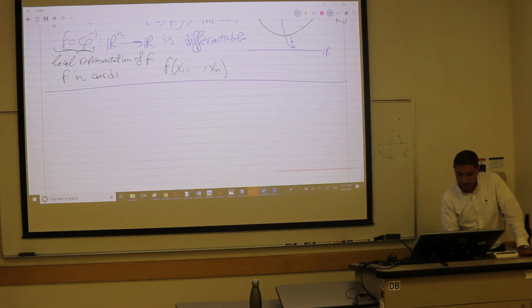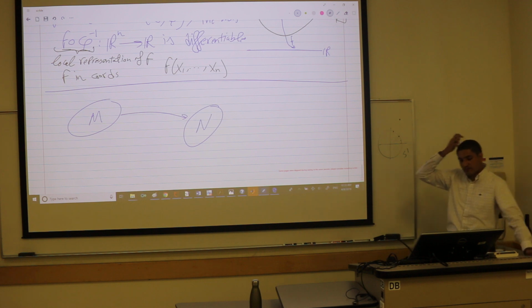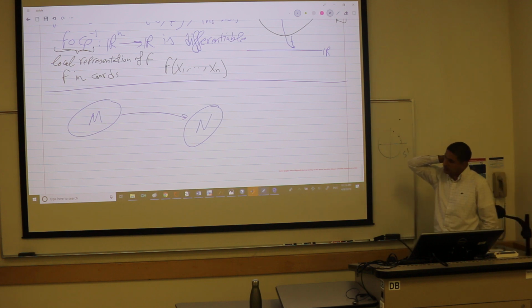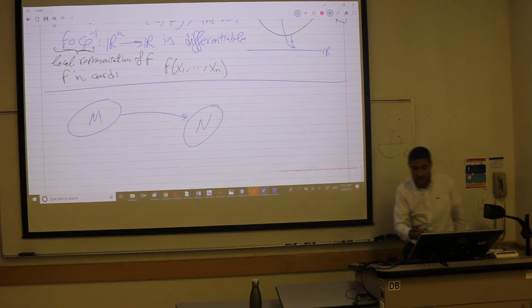So let's talk about a function from M to N. These are two manifolds. Why do you care about functions, differentiable functions? Because actually differential geometry is all about differentiable functions and manifolds.